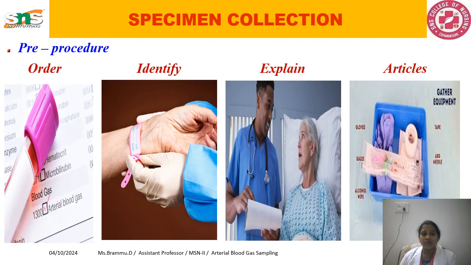After you get the order, you have to always identify the patient, because in your clinical setting you will have patients with the same name, say Mr. X and another Mr. X, so you must identify correctly, and you explain the procedure to the patient. If the patient is unconscious, you can explain to the patient's attenders and get the consent. And of course we have to keep the possible articles in hand so that it is not delaying the specimen draw, or wasting time in and around the patient area. So these are the pre-checks you do before you start the specimen collection.